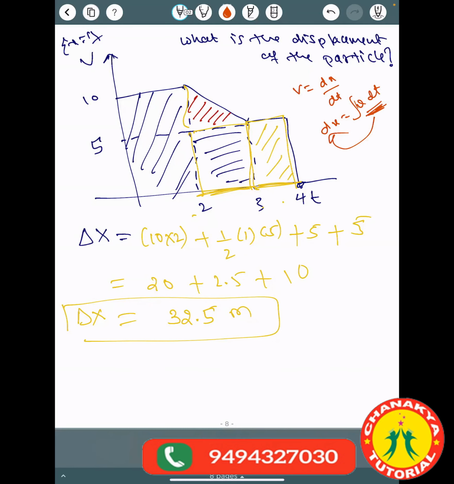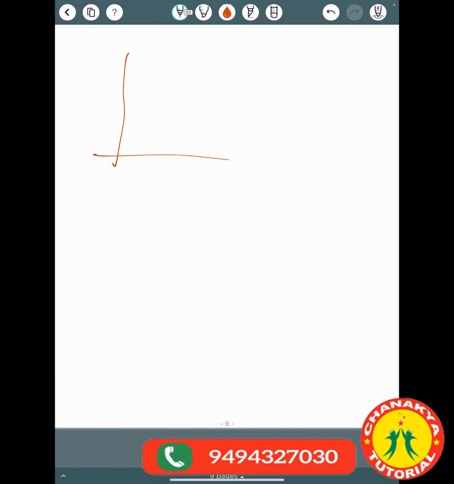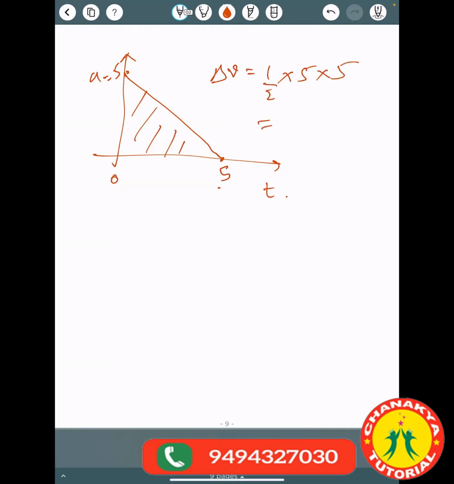Now, if I give you the acceleration versus time graph, let's say like this. I have given you an acceleration versus time graph. Let us say this is 5, this is also 5. Here if I ask what is the velocity of the particle, you need the change in velocity of the particle from 0 second to 5 second. What you have to do, delta v is equal to the area under this graph, half into base, which is 5, height is 5. So this is what?